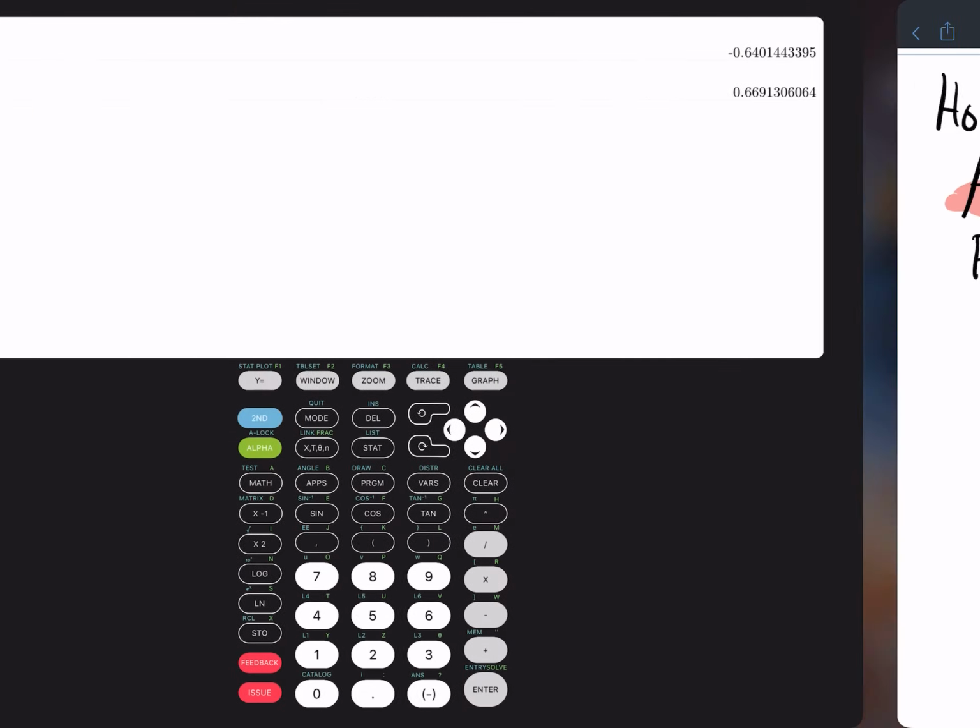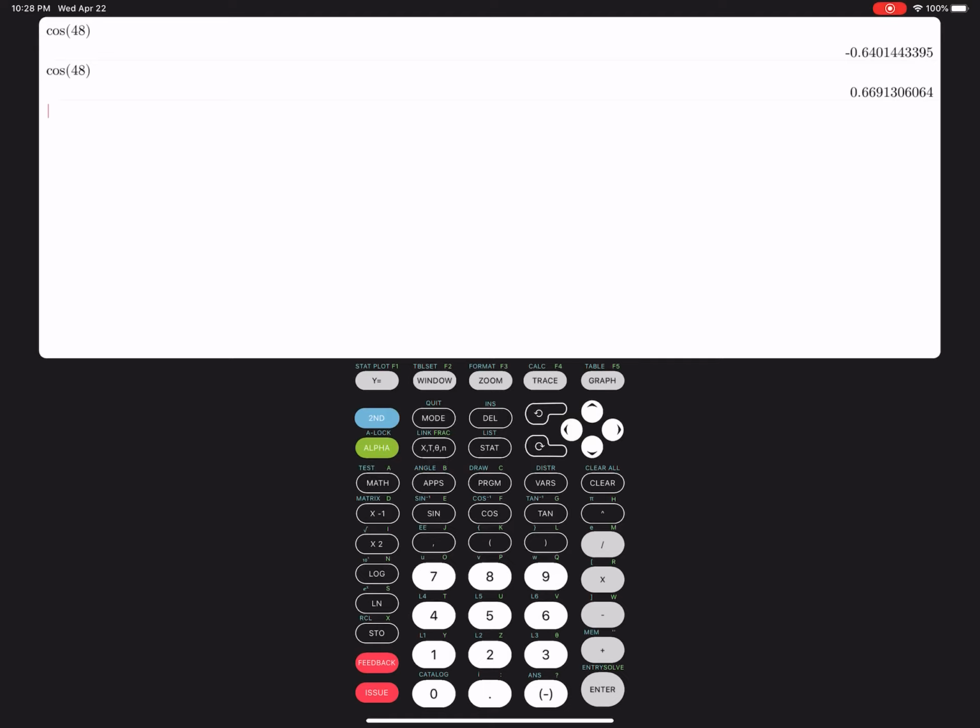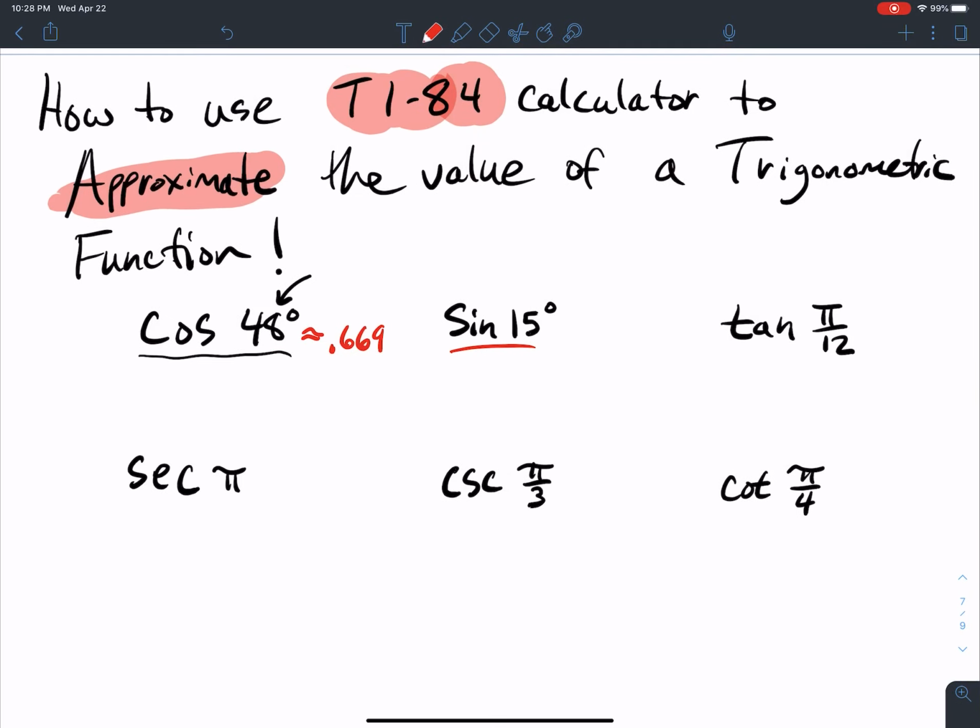Now, what about sine of 15? Let's try that. So all I do is click the sine button, S-I-N, and type in 15. I'm already in degree mode, and that's 0.2588. So roughly 0.259. Okay, so no big deal there.